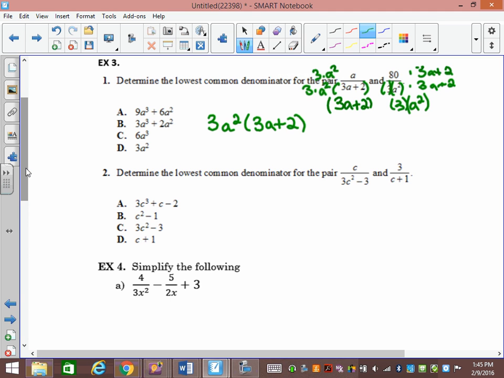So this doesn't match anything here yet, so maybe I'll distribute it and see. 3a squared times 3a is 9a cubed, because you add the exponents. 3a squared times 2 is positive 6a squared. And now it matches. My hint to you for number 2 when you try and find the lowest common denominator is take a 3 out of the first denominator on the left, and you'll have a difference of squares. So try it out.